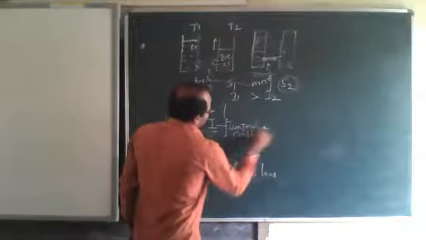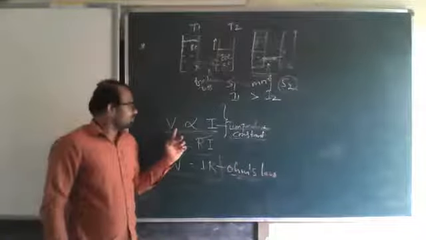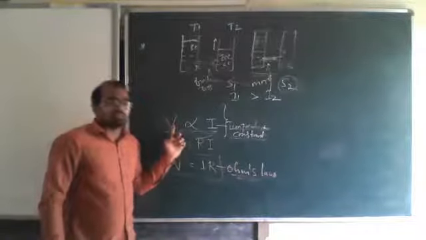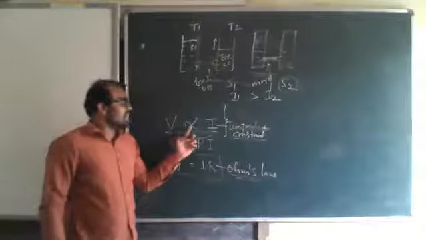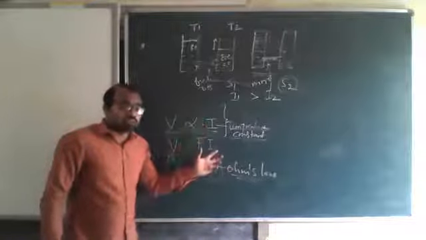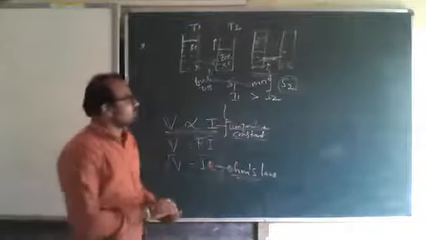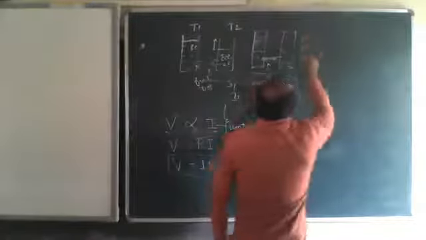How to define it? I will tell you once again. The potential difference across the terminals of a conductor is directly proportional to the electric current flowing through the circuit, provided its temperature remains constant. I will write it.